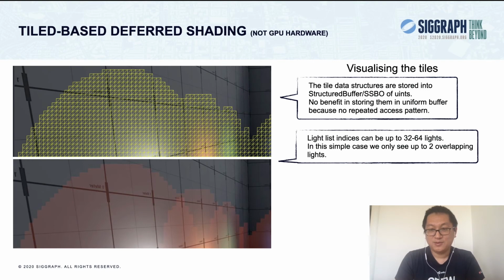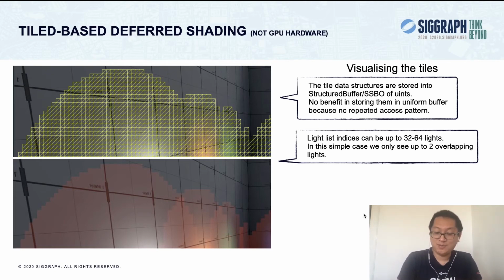If we try to visualize the tiles a bit closer, the tile data structures are stored in structured buffers or SSBOs as an array of uints. There's no benefit in storing this information in uniform buffers because of the way we access it: we only access the information once. There's no repeated access, so there's no benefit in using uniform buffers in that case.